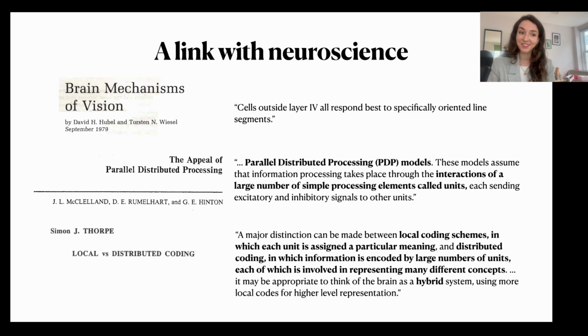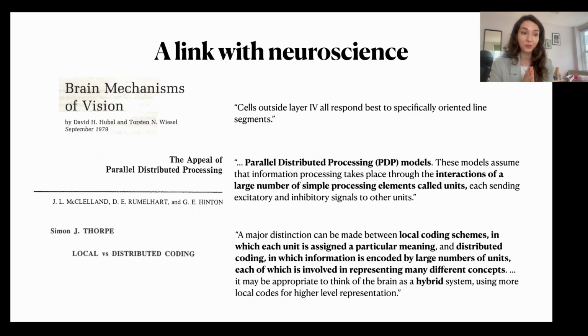A very quick link with neuroscience is that similar thoughts have occurred in our understanding of the brain. In the early days, this work, Brain Mechanisms of Vision, actually said that there seem to be these cells in our brain that activate specifically for oriented line segments. So this kind of idea of single neuron, single feature in the input data, we also have these examples in our brain.